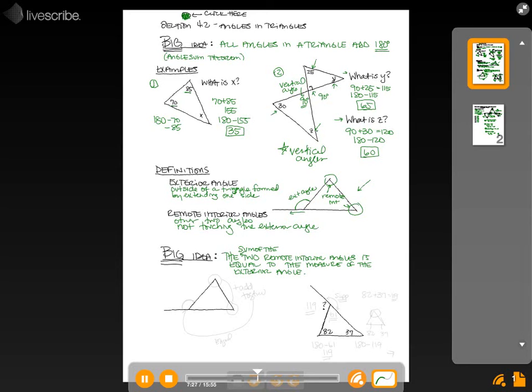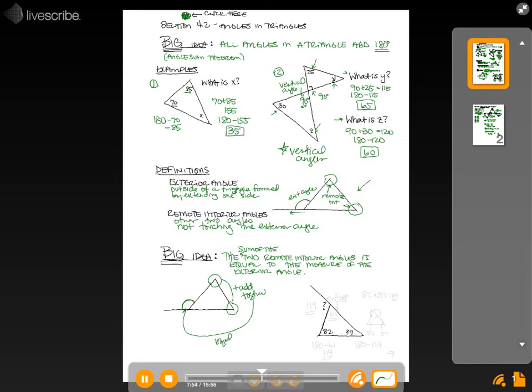We've got a picture here. Here's my exterior angle. Here are my remote interior angles. These two angles added together equal this angle over here. Okay? So, it's meant to be a shortcut. We're going to do an example.